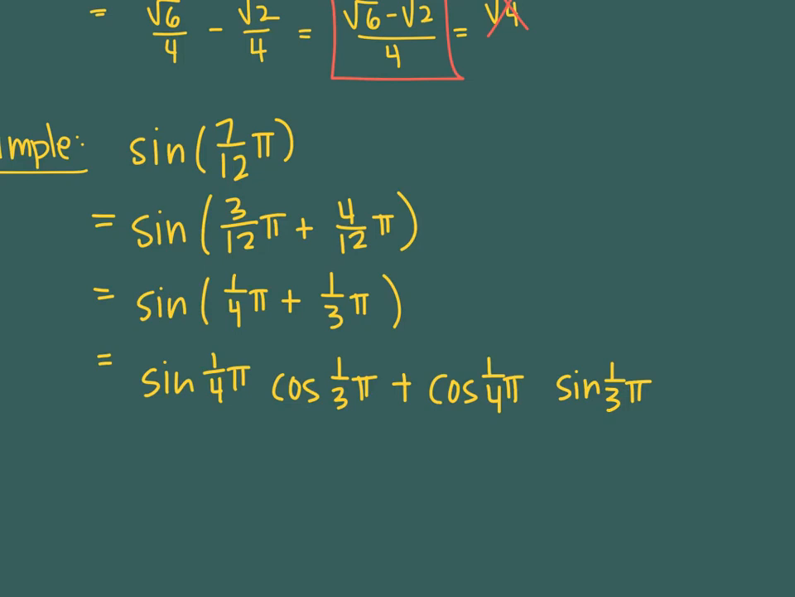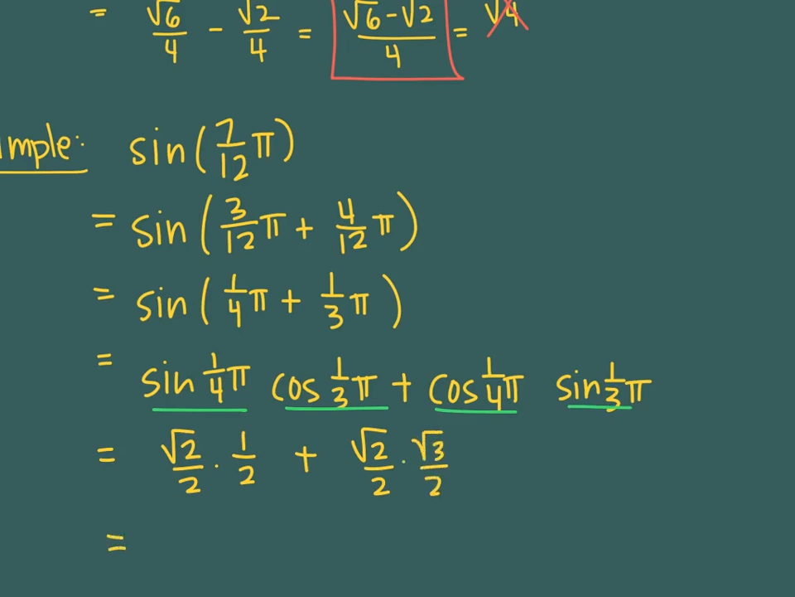And then we go to our unit circle to get these 4 numbers. Sine of 1/4 pi, we know, is square root 2 over 2. Cosine of 1/3 pi is 1/2. Plus cosine of 1/4 pi is square root 2 over 2 again. And sine of 1/3 pi is square root 3 over 2. So this time we have square root 2 over the denominator 4 plus the square root of 6 over the denominator 4. They have common denominators, so I can put them together, but you can't add radicals. You can do common denominators, but you can't do radicals.